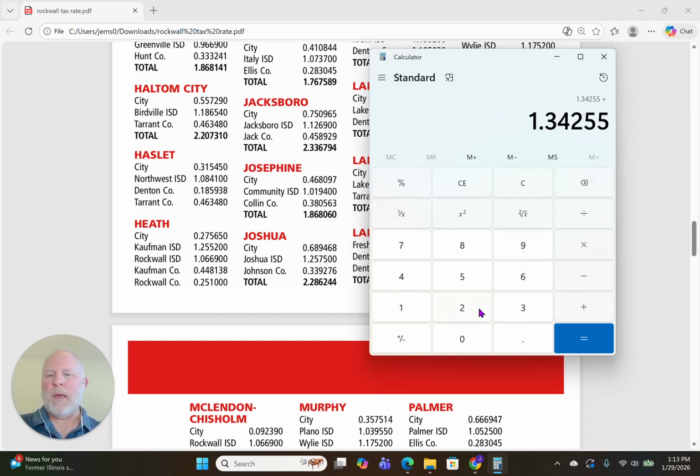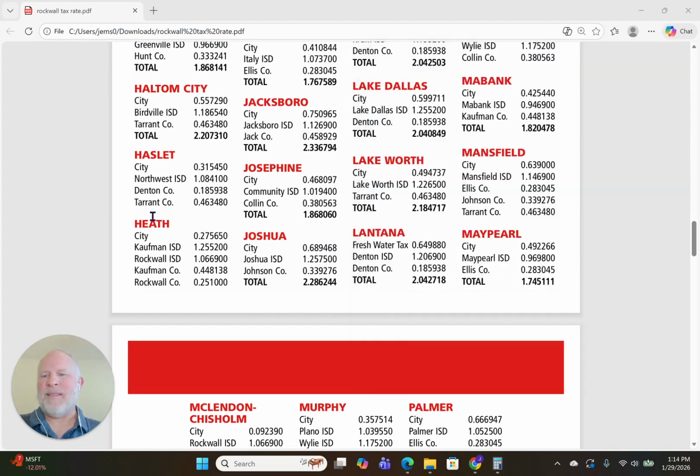And also add in county, 0.251, giving us really under 1.6, the lowest we've seen so far. And your property might be a little more expensive in Heath, and so that becomes more of a tax bill based on the value of your property.